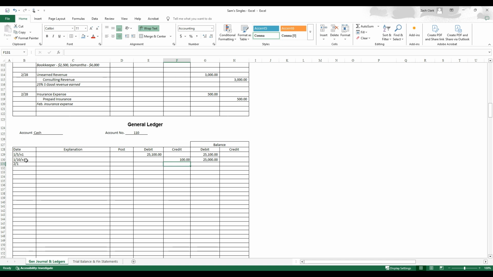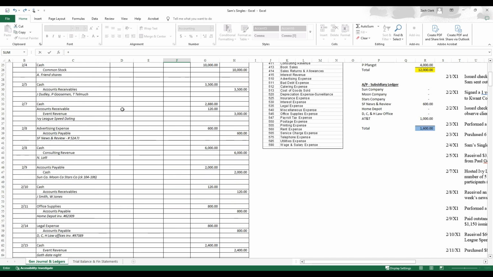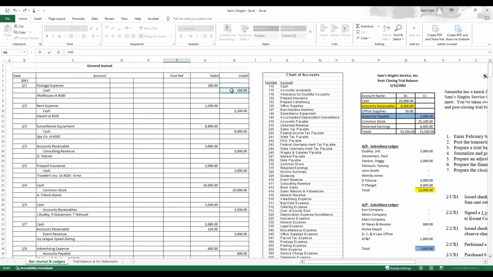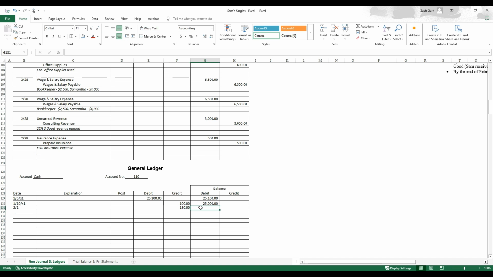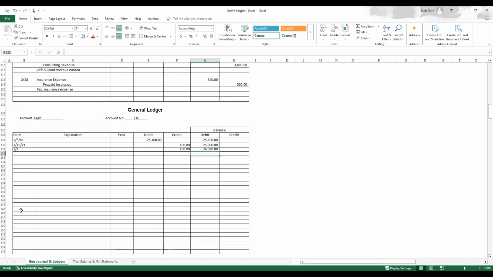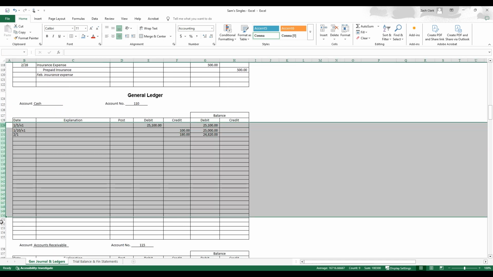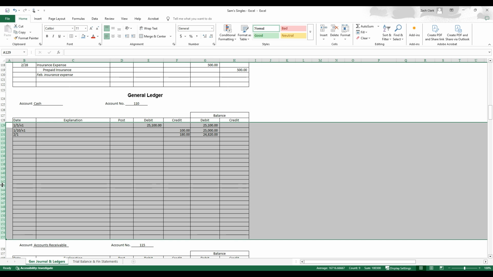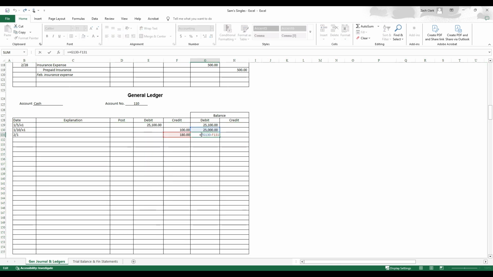These ones say X1, the dates, and that is kind of helpful, I suppose. But they're all within the same year, so I'm not going to worry about it now. And anyway, we credited cash in this journal entry, 180. So we're going to take our running balance above minus the 180 to give us 24,820.